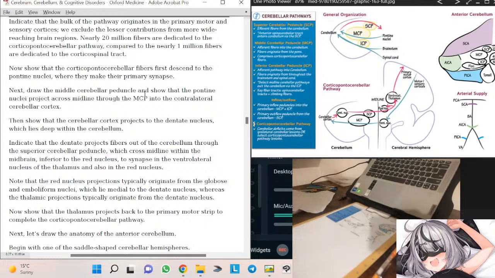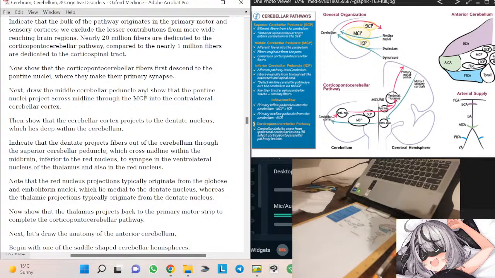Next, draw the middle cerebellar peduncle and show that the pontine nuclei project across midline through the MCP into the contralateral cerebellar cortex. Then show that the cerebellar cortex projects to the nucleus dentatus, which lies deep within the cerebellum. Indicate that the dentate projects fibers out of the cerebellum through the superior cerebellar peduncle.